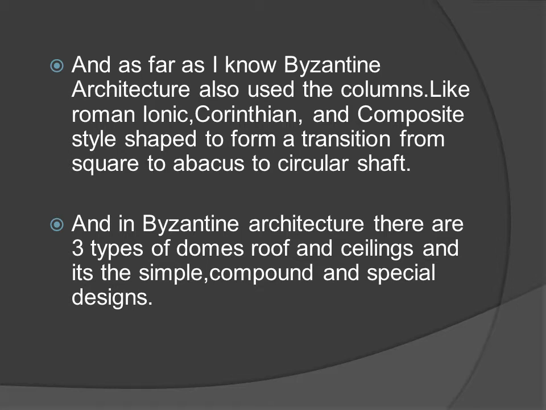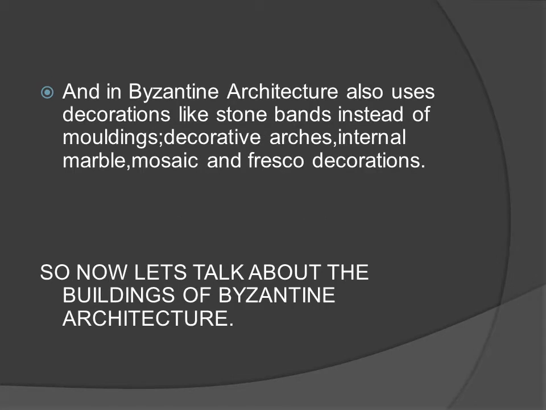And in Byzantine architecture, there are three types of domes, roofs, and ceilings: simple, compound, and special designs. Byzantine architecture also uses decorations like stone bands instead of moldings, decorative arches, internal marble, mosaic, and fresco decorations. So now, let's talk about the buildings of Byzantine architecture.